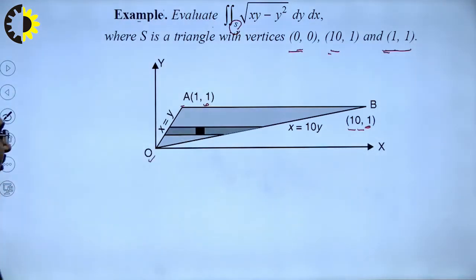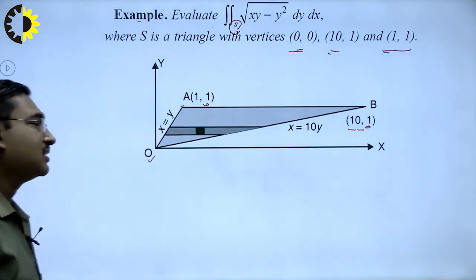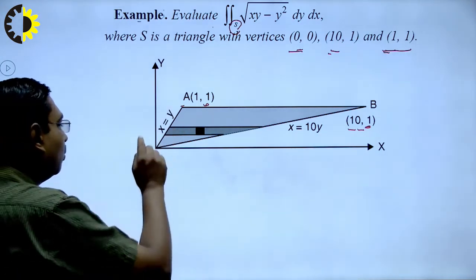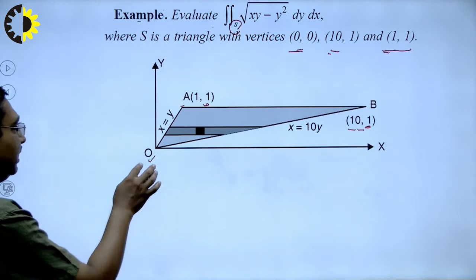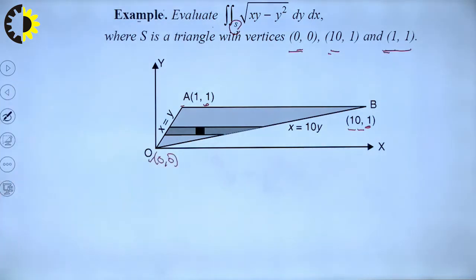Now we divide this region into horizontal slices, because we are going to understand how to find limits by taking horizontal slices. For this, the equations of the boundaries are required. This OA is the line joining the 2 points (0, 0) and (1, 1).